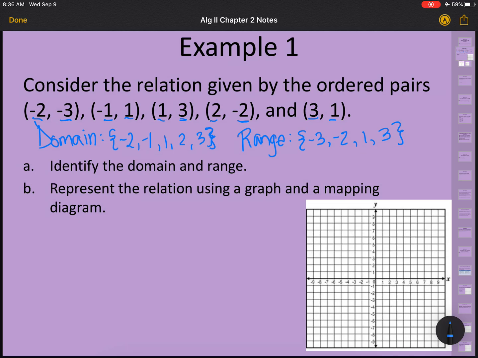Part B says, okay, represent the relation using a graph and a mapping diagram. So what I'm going to do is just graph all of these points on the coordinate grid. So that first one was -2, -3, and then -1, 1, 1, 3, 2, -2, and then 3, 1. So here's all of our ordered pairs on the graph. But then I need a mapping diagram.